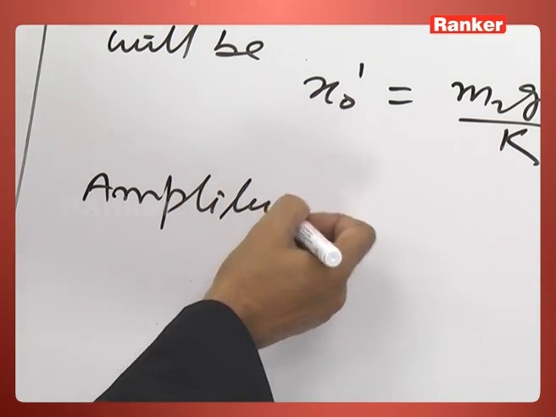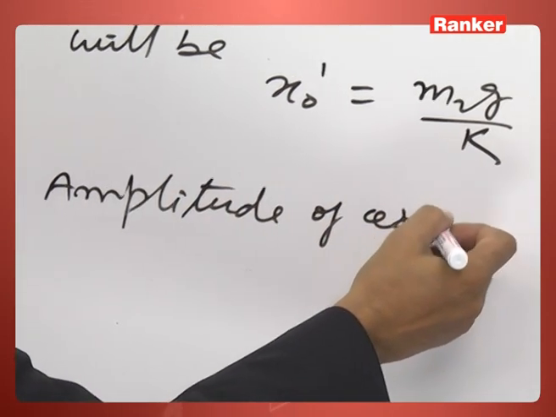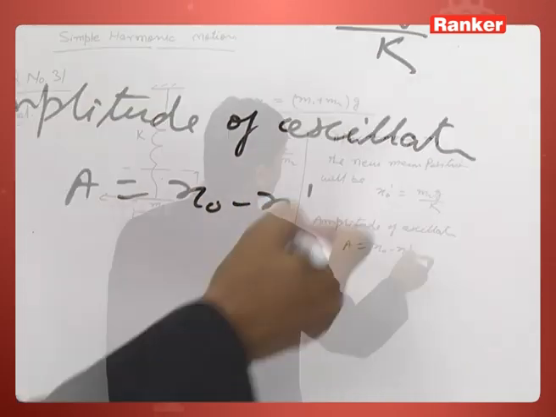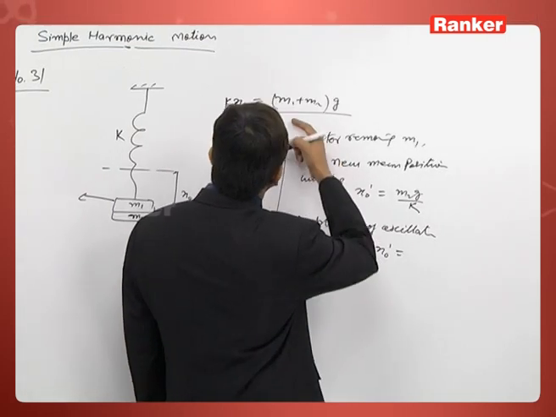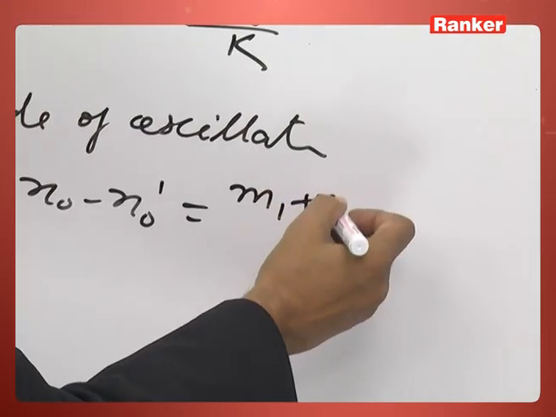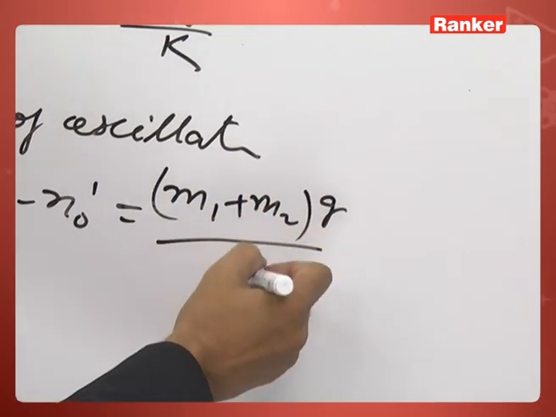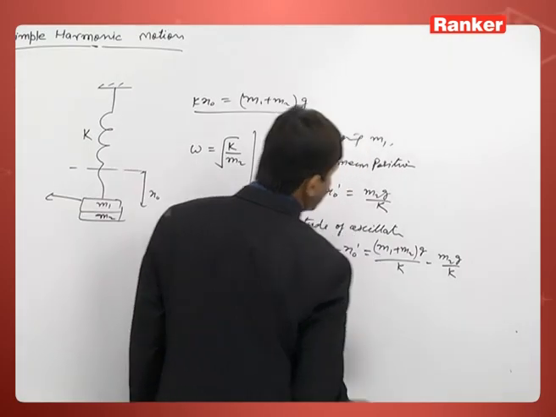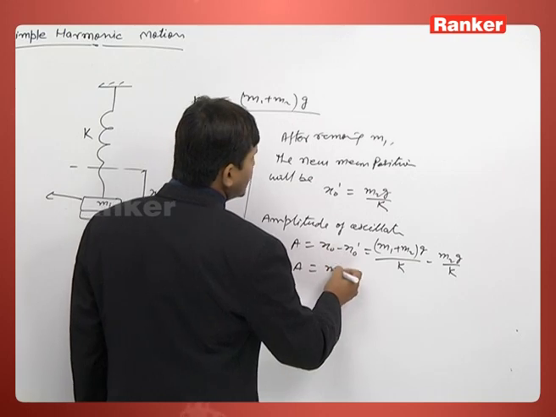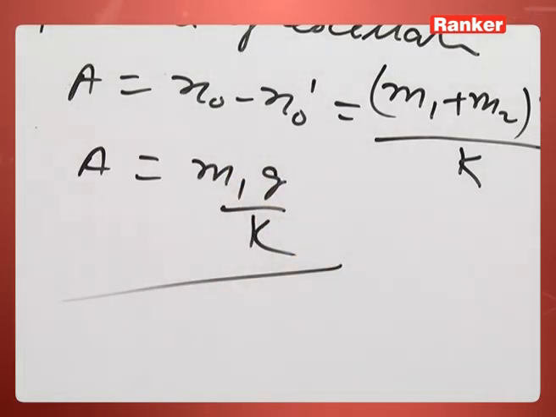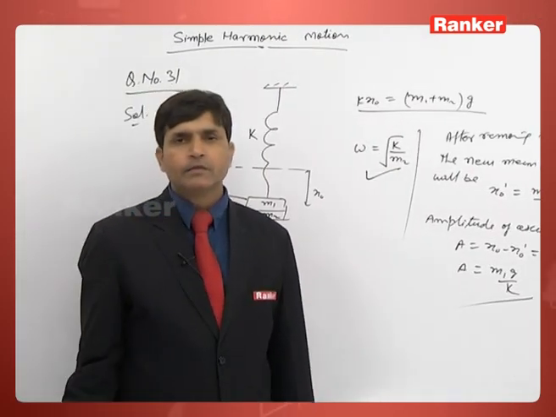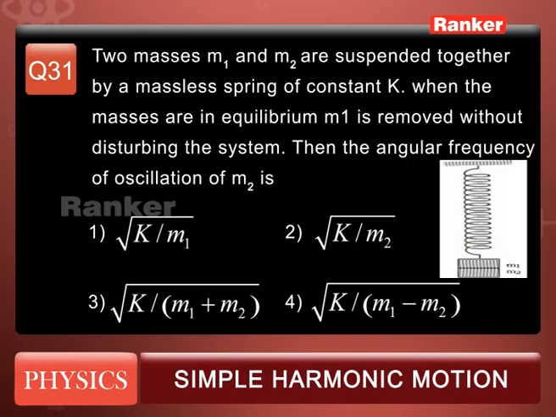So amplitude of oscillation A is equal to x naught minus x naught dash. The x naught is m1 plus m2 into g by k, and x naught dash is m2 g by k. So only m1 g by k will affect the amplitude, but the angular frequency will remain the same. Omega is under root k by m2. So our correct option, option number 2, is the correct option.